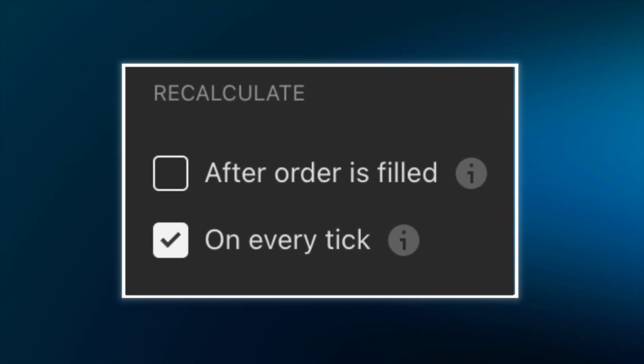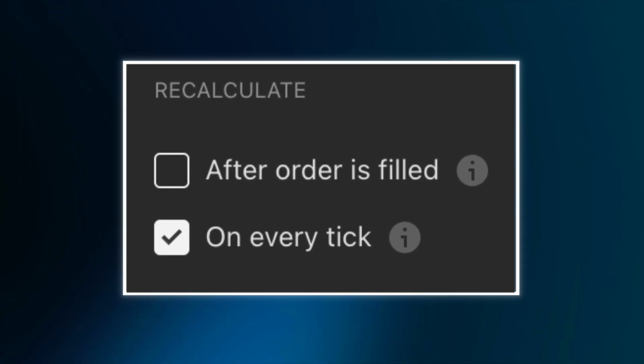Test number two, turn on recalculate after every tick. If when you turn this setting on, it causes signals to jump around or change dramatically, your script is using intrabar data that's not locked. A non-repainting system would stay nearly identical.